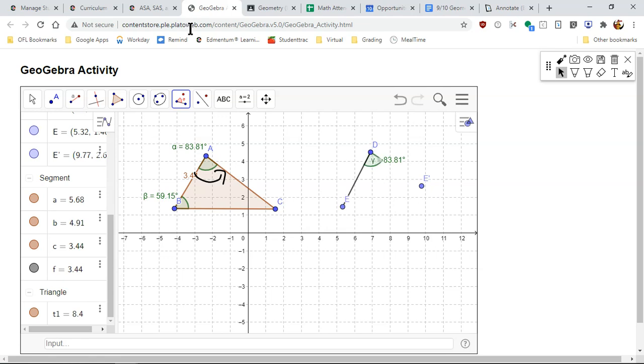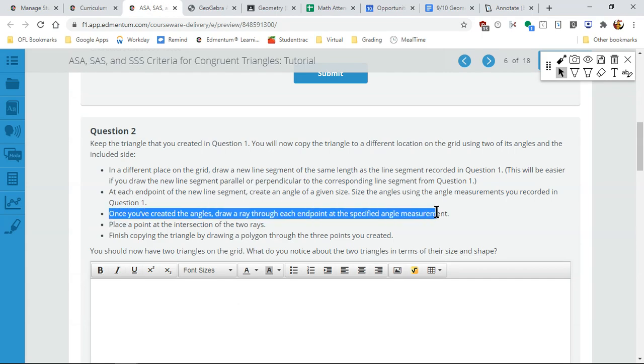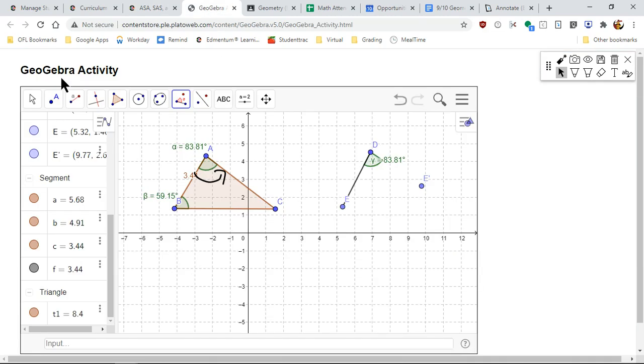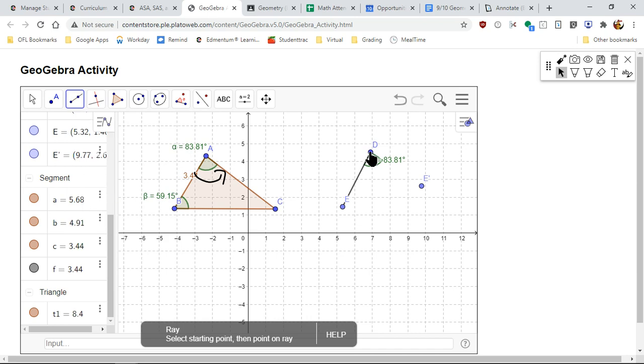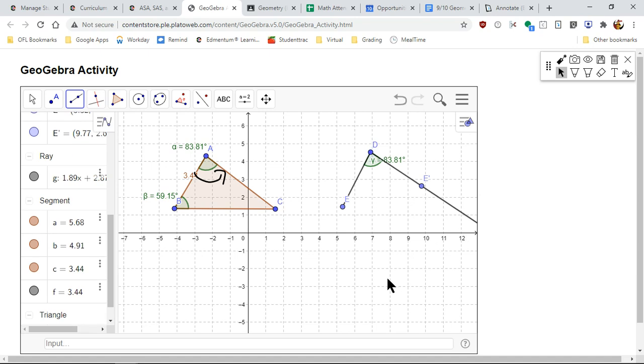And then the next part, if we read the instructions, it says you've created an angle. So now it wants us to make a ray. So making a ray is simple. We just go to this part, we click ray, we click our angle D, and then we click this point right here. And if you notice, it kind of snaps into place very nicely. If your mouse is really close to that, it just snaps in there. So there's our ray.